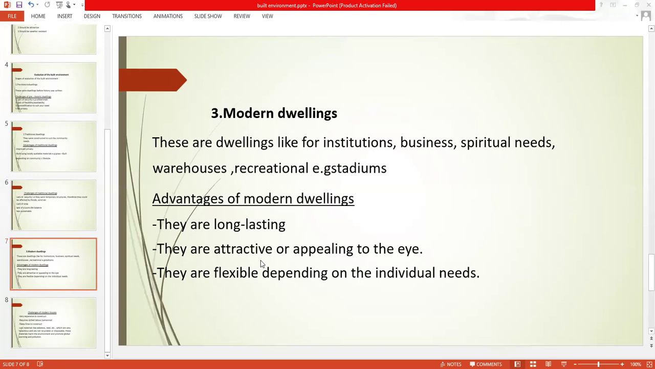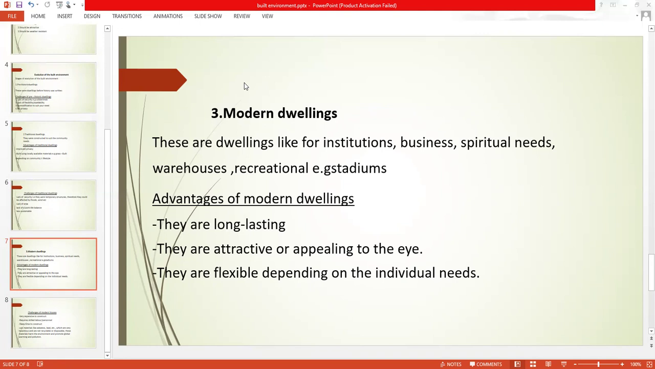Is there any question, or have you understood up to there? I have a question. Yes, ask. Can you please relate the built environment in context to the modern dwelling?